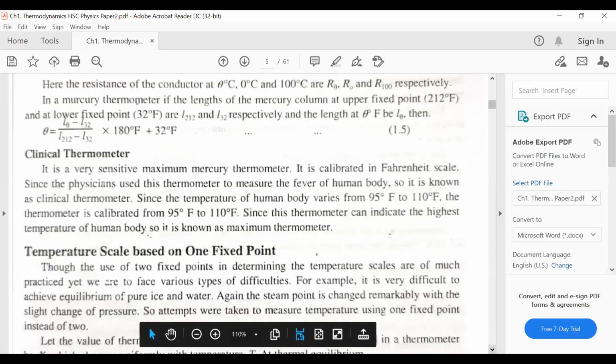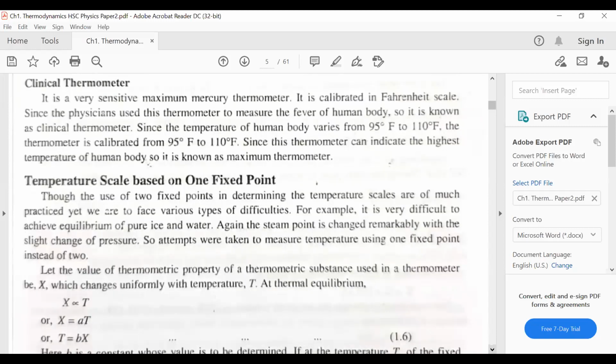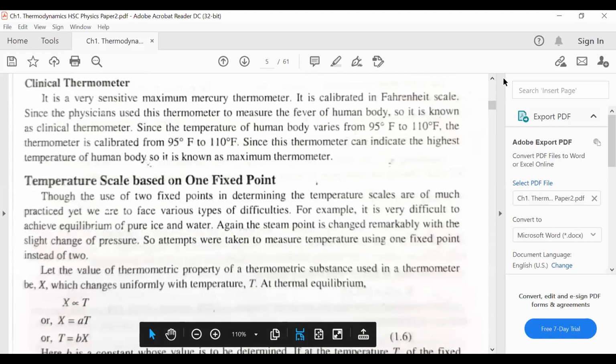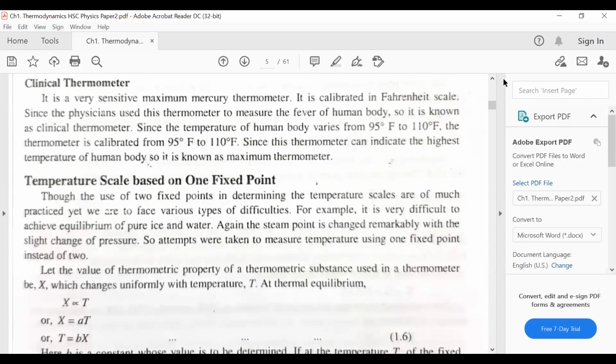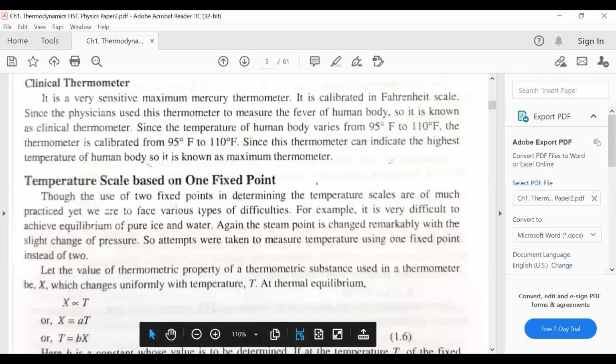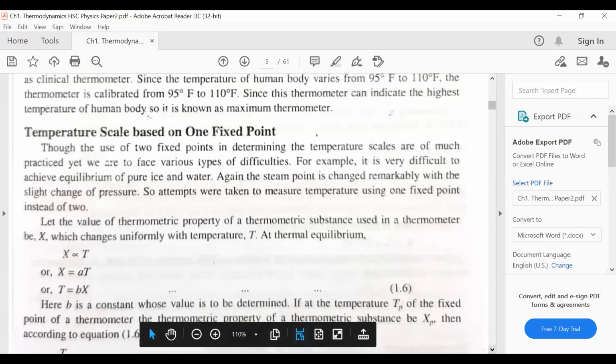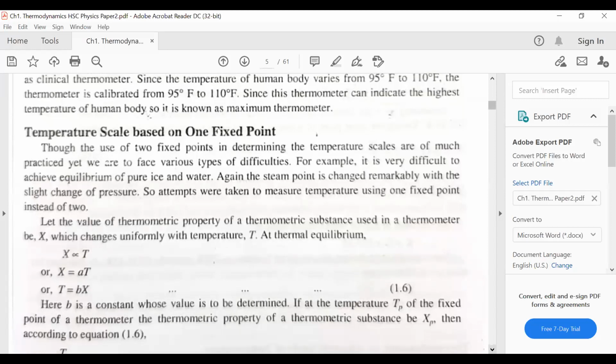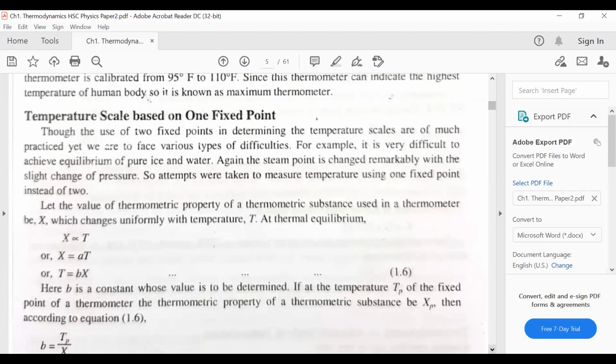Now, there are certain thermometers which are based on one fixed point. What we discussed before, like the clinical thermometer, which uses the Fahrenheit scale, and also the laboratory thermometers, which use the degree Celsius scale, are all based on two fixed points. But there are certain scales of temperature which depend on one fixed point. The Kelvin scale of temperature is an example of a scale that depends on one fixed point. So let us see how it works.